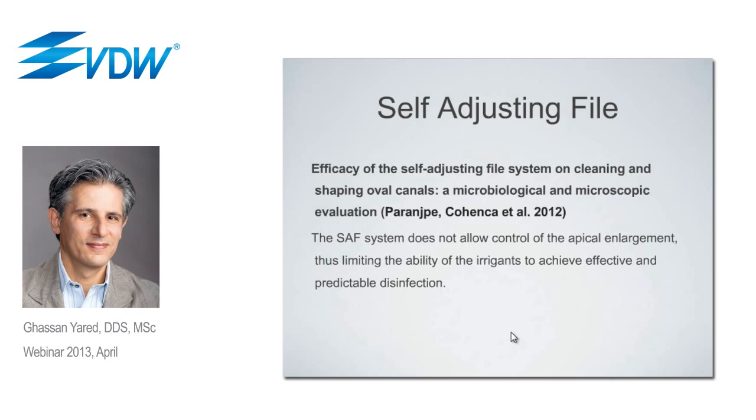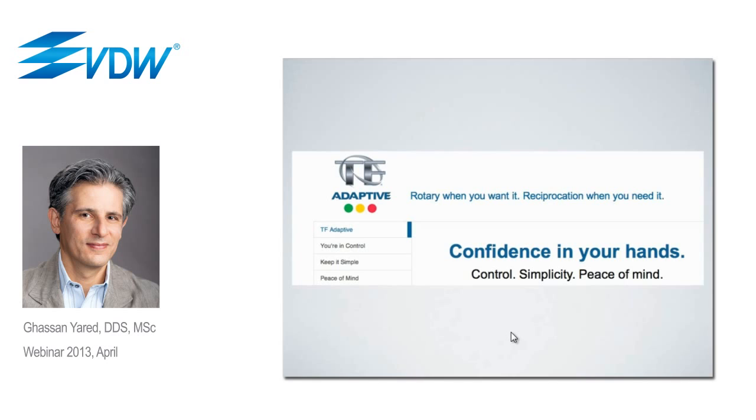There's also at least one study that showed that with the SAF system, the cleaning efficiency, the disinfection efficacy may be questionable, and that is because the SAF instrument does not allow a control of the apical enlargement. But for me, the major problem with the SAF instrument is that we still have to use hand files up to size 20 or 30 before using the SAF instrument.